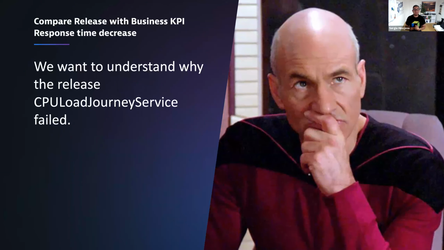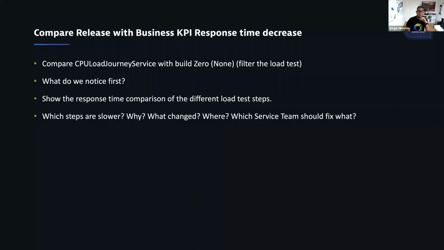So we want to understand, in this case, the release called CPU load journey service failed. Why did it fail, right? So we're gonna compare it with build 0. We need a build that passed the quality gate, and against that, we're gonna compare the bad build, right? Because it does not make sense to compare bad with bad. We need a good one with a bad one to see what did change, right?